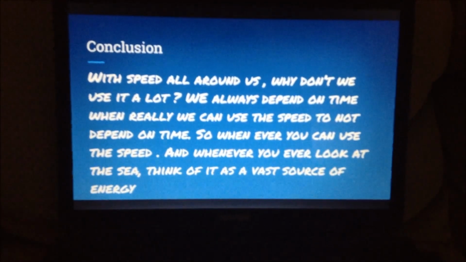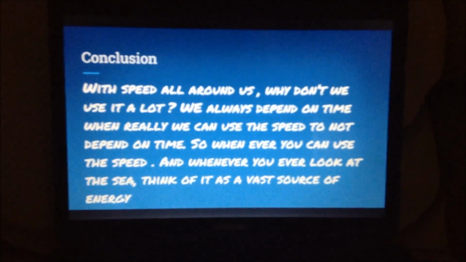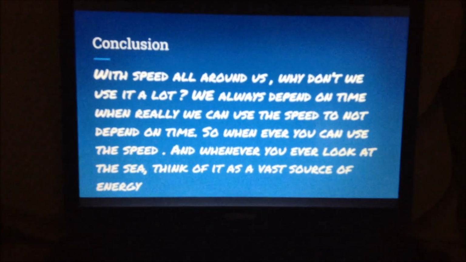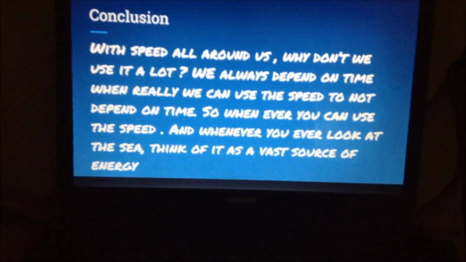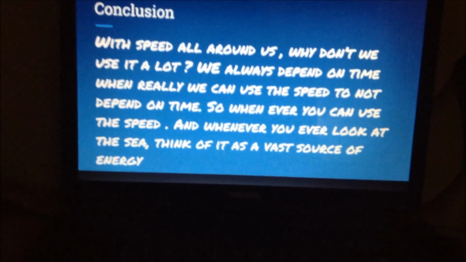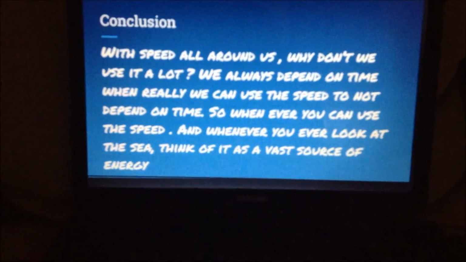So whenever you can, and whenever you look at the sea, think of it as a vast source of energy. One day it will probably provide energy for the whole world.